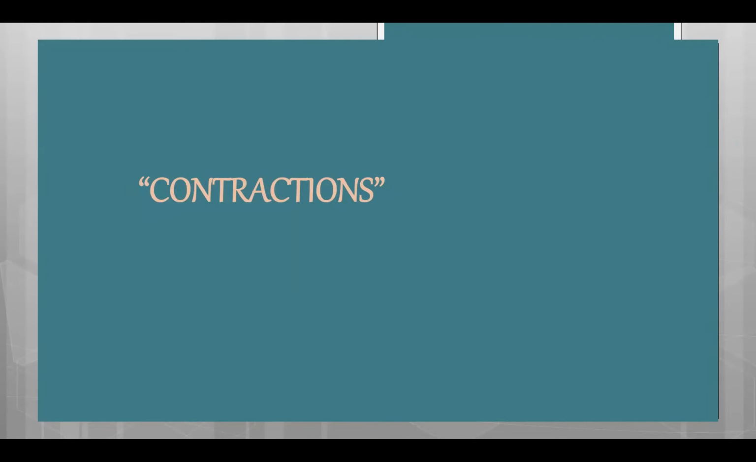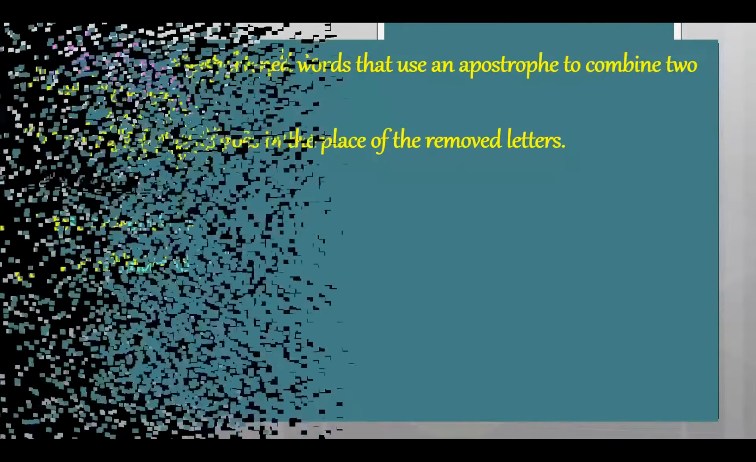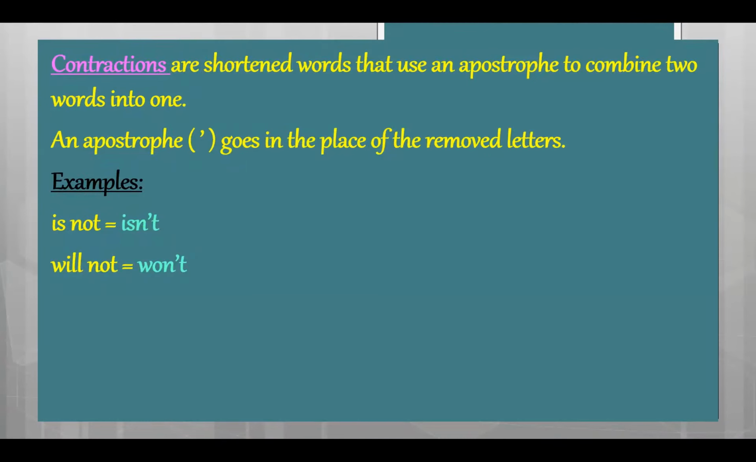Students, what is contraction? Definition of a contraction is basically contractions are shortened words that use an apostrophe to combine 2 words into one. Okay? Contractions are shortened words that use an apostrophe to combine 2 words into one. We use contractions in everyday speech and in informal writing. Using contractions are very common in spoken English.